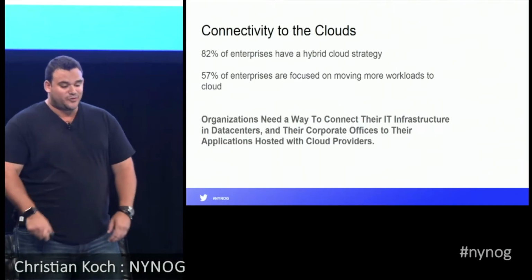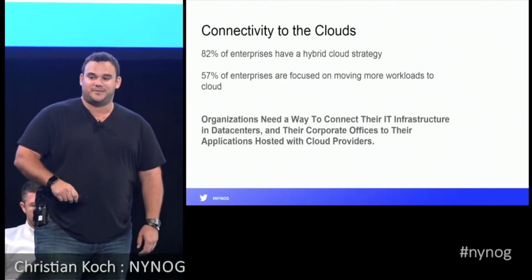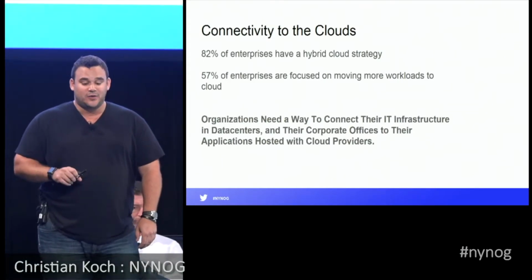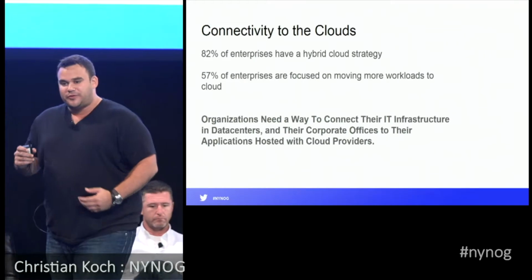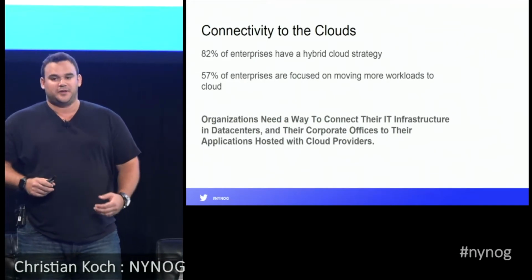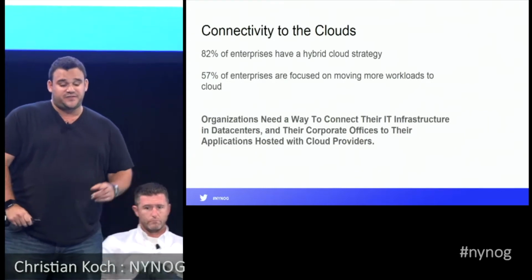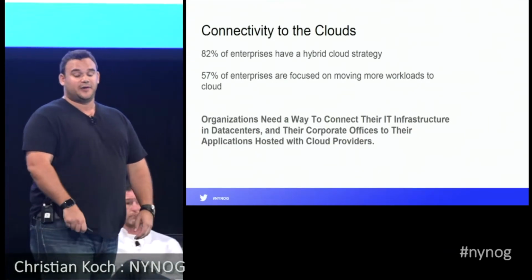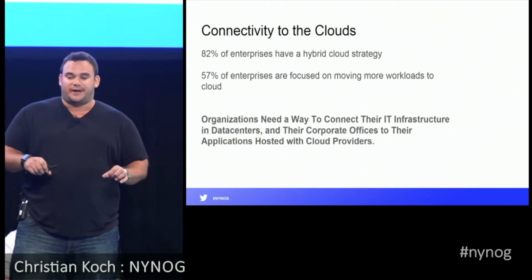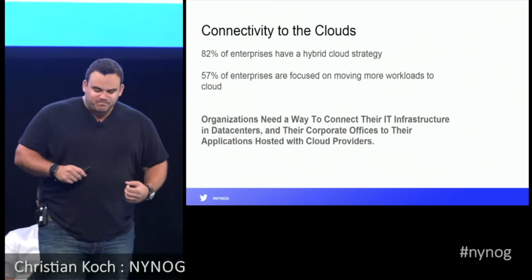Connectivity to the cloud. So 82% of enterprises have a hybrid cloud strategy today. That's a lot, and it's growing. What that means is enterprises are using multiple clouds, or they're using cloud and they're using their own data center. So there needs to be a gap to really bridge those connections. 57% of enterprises are focused on moving more workloads to the cloud. So these two metrics right now really pave the way for connectivity to the clouds.